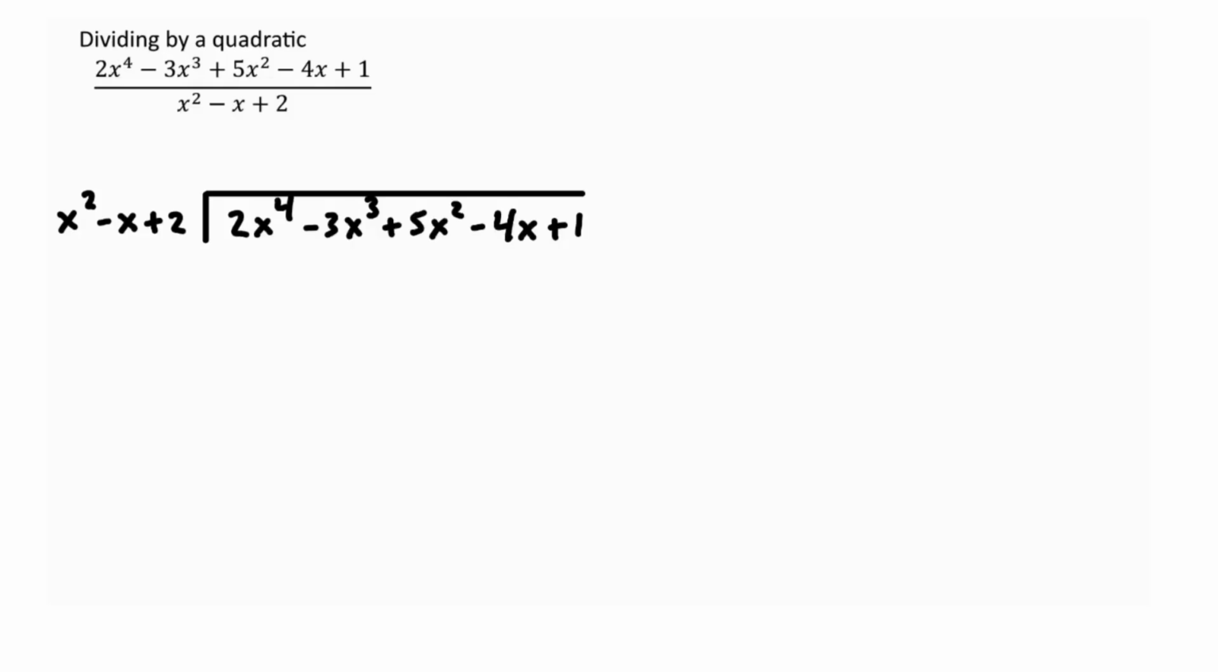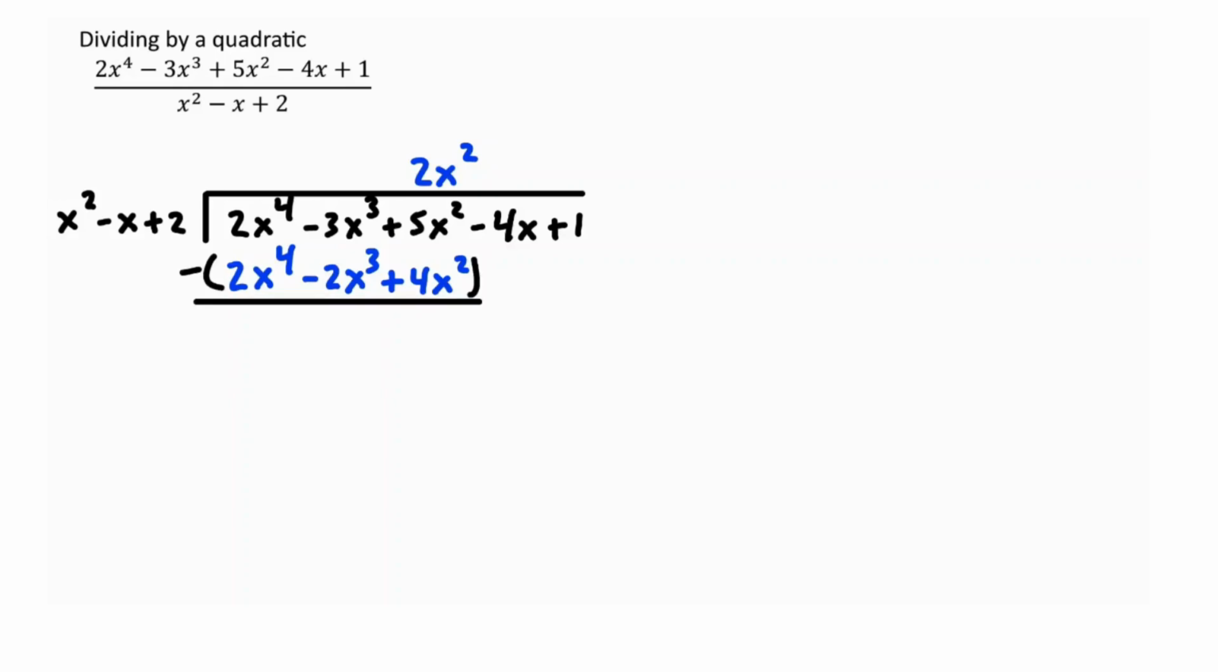We're going to divide it into the numerator, which is 2x to the fourth minus 3x cubed plus 5x squared minus 4x plus 1. How many times does x squared go into 2x to the fourth? Goes into it 2x squared. We'll take that 2x squared multiplied by x squared minus x plus 2, and it gives you 2x to the fourth minus 2x cubed plus 4x squared.